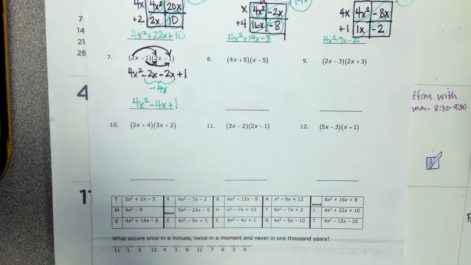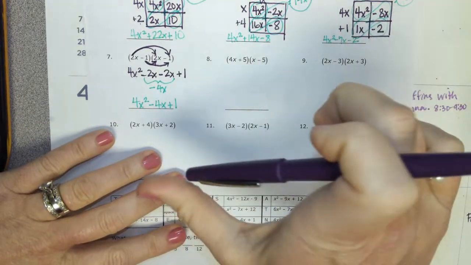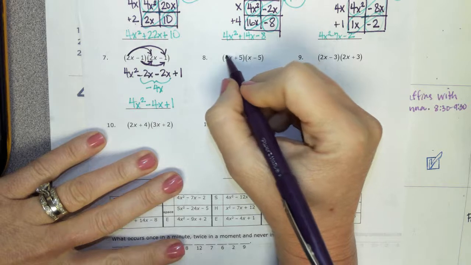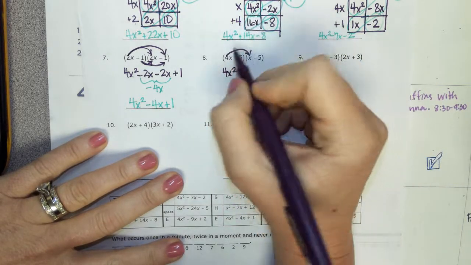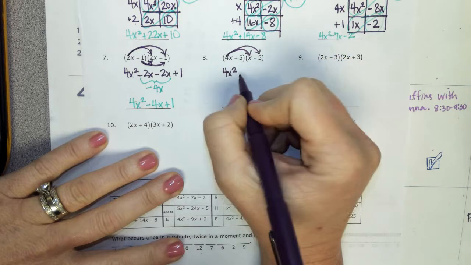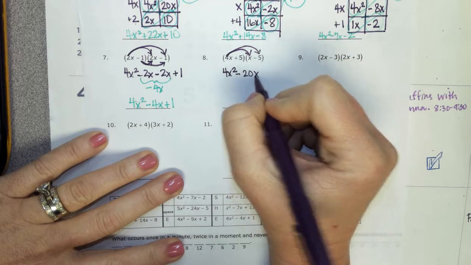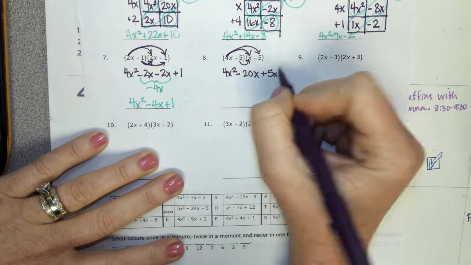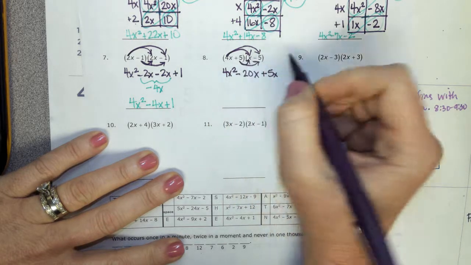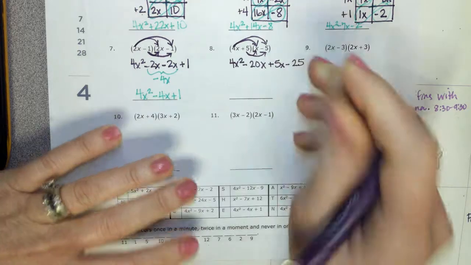Okay, number 8. Doing the same thing as in number 7. So 4x times x gives me 4x squared. 4x times negative 5 gives me negative 20x. 5 times x gives me a positive 5x. And 5 times negative 5 gives me a negative 25.